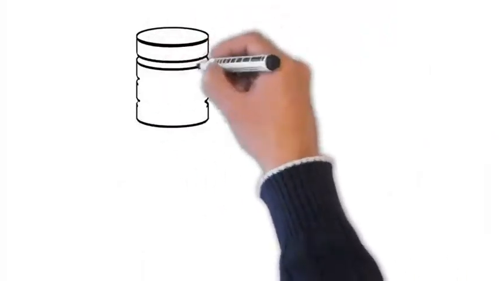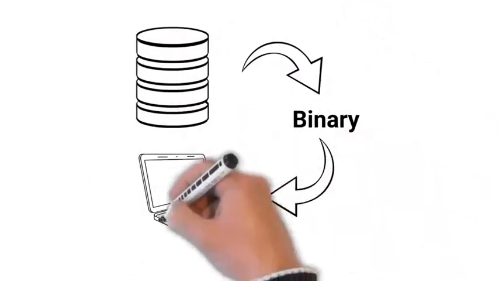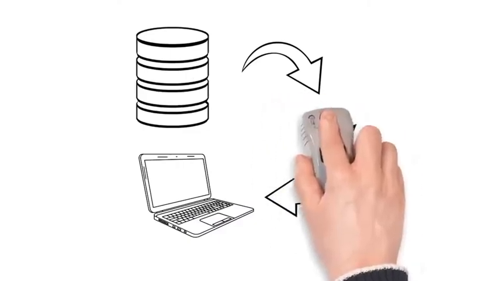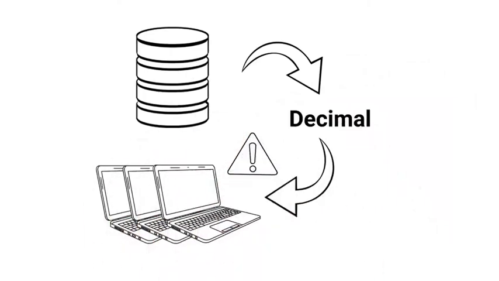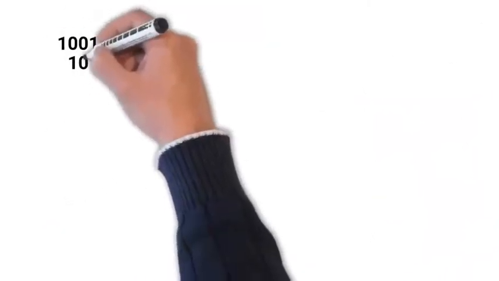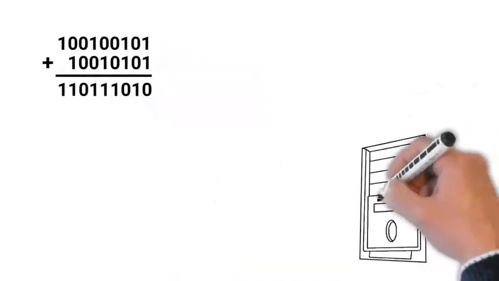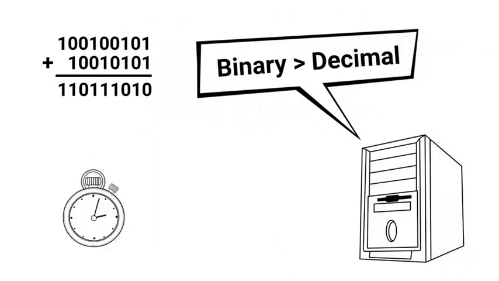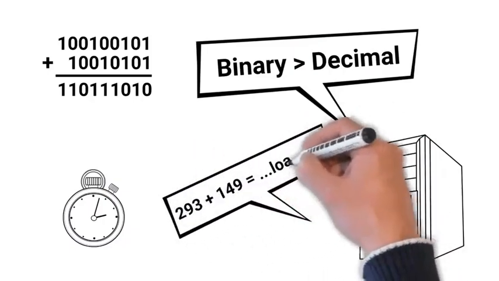Another area where binary shines is data storage. Digital devices store and process vast amounts of information. With binary, each bit can represent two distinct states, allowing for compact and efficient data encoding. Storing the same data in decimal would require more complex circuits and more space. Moreover, binary arithmetic is simpler for computers to handle. Operations like addition, subtraction, and multiplication are more straightforward in binary, leading to faster processing speeds. Decimal arithmetic, with its 10 possible states per digit, would slow down calculations.